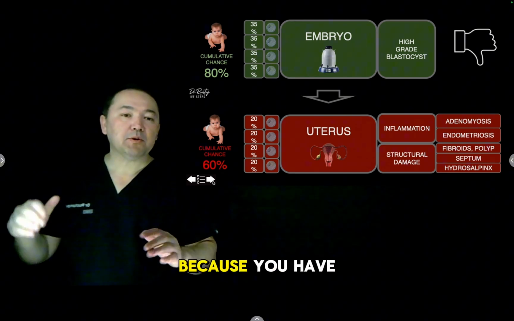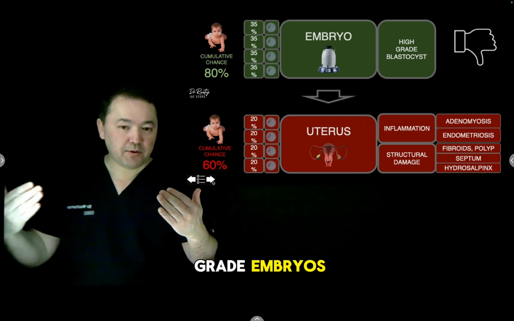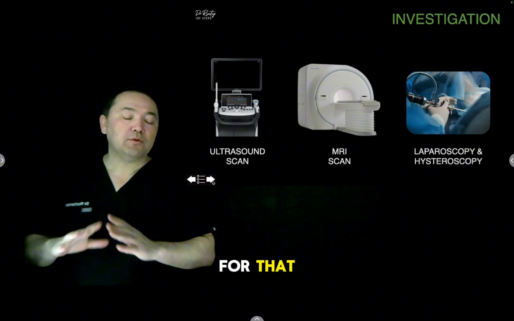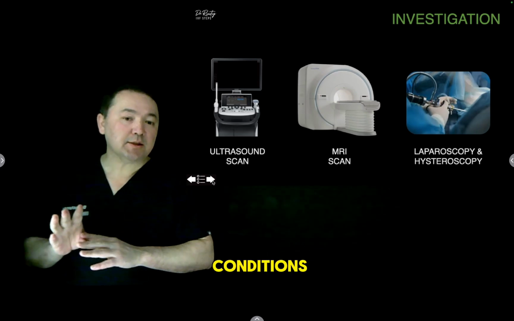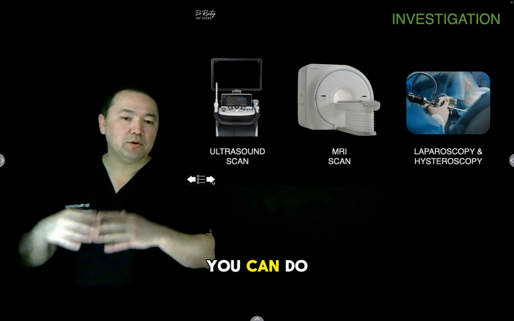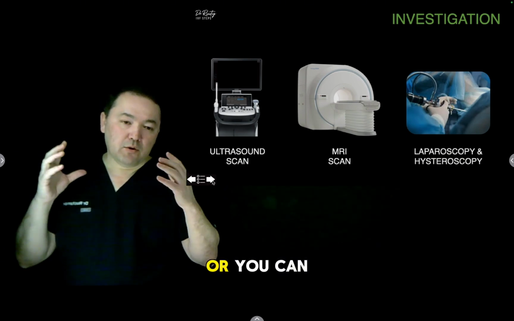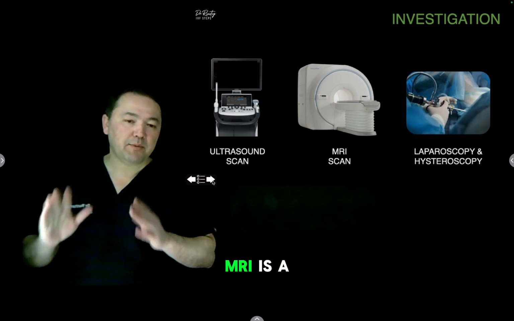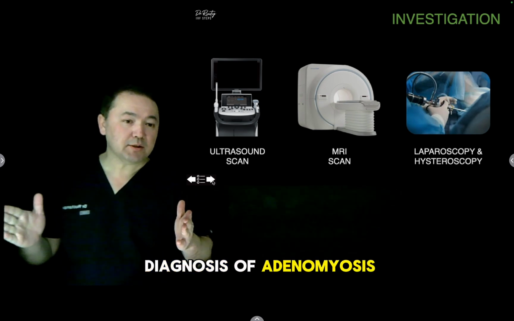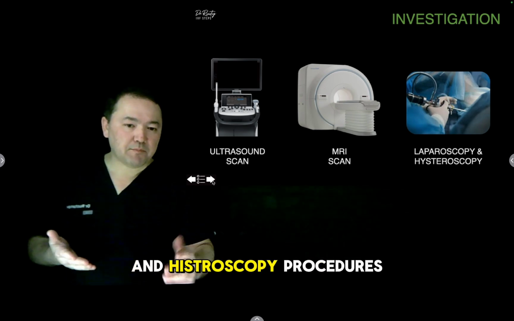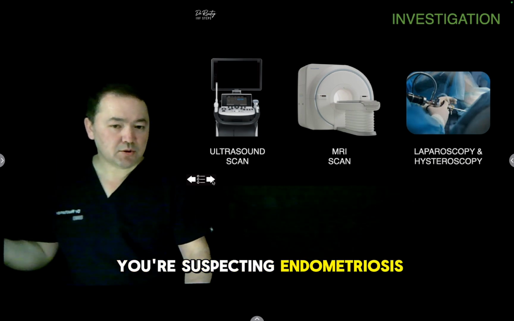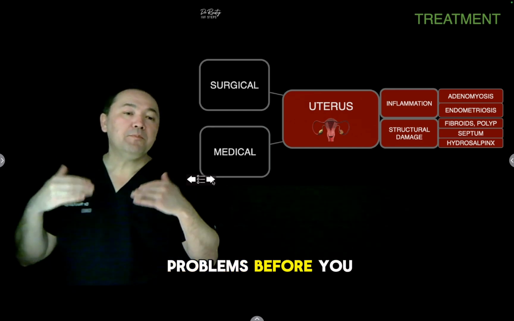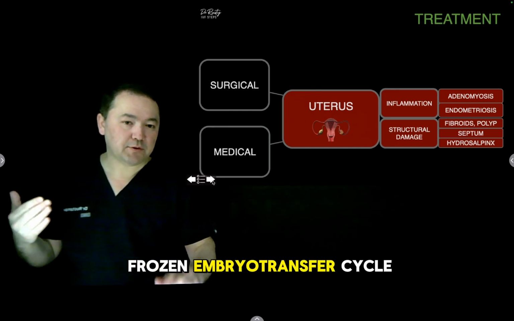That's not an ideal situation because you have done the hard work and created high-grade embryos. Now you want to give the best chance for each embryo to implant. For that, if you have any suspicion of any of these conditions, you need to do further investigation. You can do deep pelvic ultrasound scanning, or you can do an MRI scan, especially if you suspect adenomyosis. You need to do an MRI scan because MRI is the gold standard for diagnosis of adenomyosis. And you may need to do laparoscopy and hysteroscopy procedures if you're suspecting endometriosis or structural problems. And you need to fix those problems before you go ahead with a frozen embryo transfer cycle.